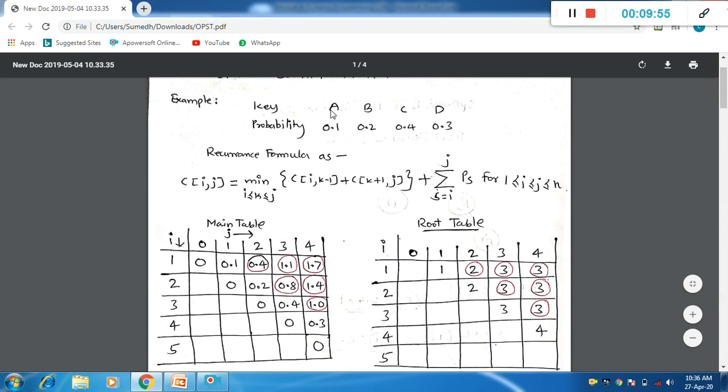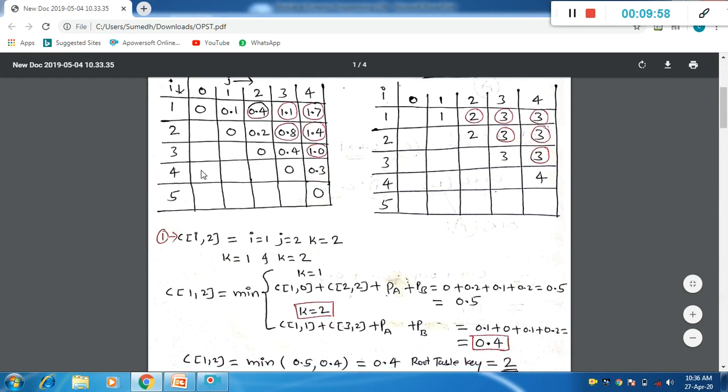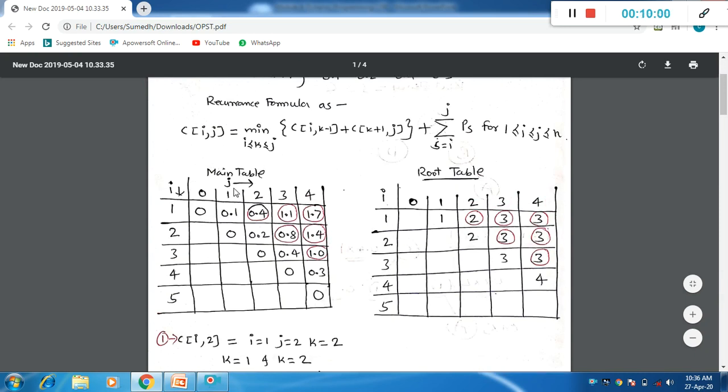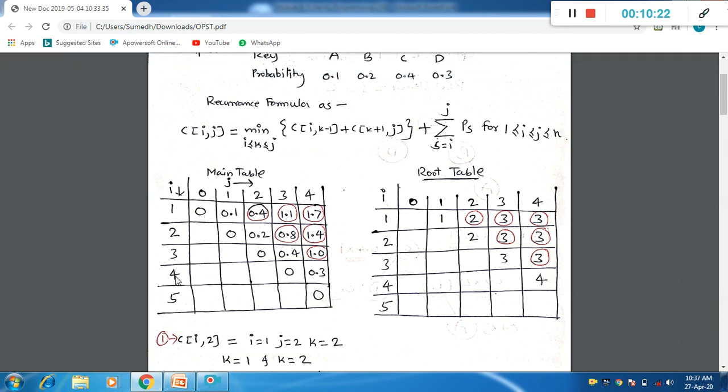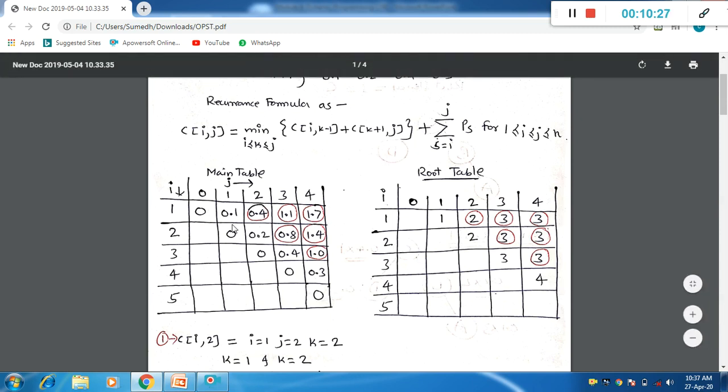probability for each corresponding key as shown in this table. That is, the probability for the first key, 1, which represents the first key A, at position 1 by 1 is 0.1. Similarly, the probability of the second key at 2 by 2 is 0.2. Similarly, the probability of the third key at 3 by 3 is 0.4. And similarly, the probability for the last character D at position 4 by 4 is 0.3. This is how to place the probability values and the diagonal value 0 into this table.